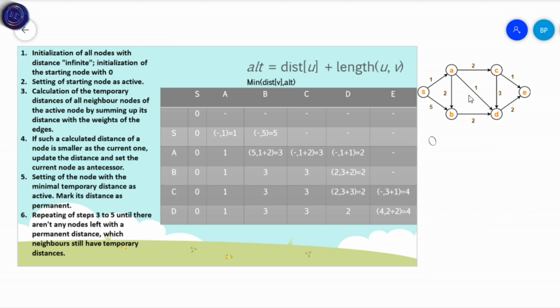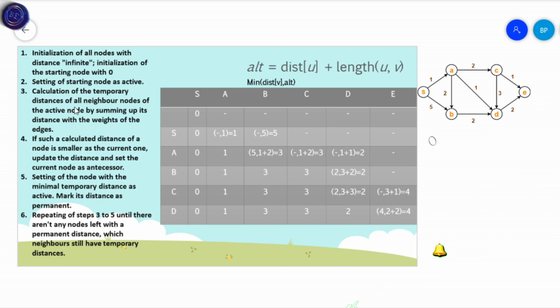Here I took the same example which I took in the algorithm. So what is the first step? Initialize all the nodes with distance infinite. Initialization of the starting node with 0. So S is the starting node. I set it to 0, while the remaining nodes, that is A, B, C, D, E, are set to infinite. Okay. Set the starting node as an active node. So S is the active node because we are going to find the distance from S to the remaining nodes.